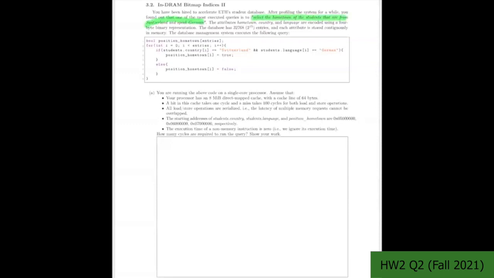You also figure out that the database has three attributes: hometown, country, and language, and they are encoded using a 4-byte binary representation. So the database size is 32K elements, and each attribute is stored contiguously in memory. The database executes the following query: it checks if the student is from Switzerland and if the language is German, and if it's true, it assigns true to the position in the hometown array, and if it's false, it assigns false to the position in the hometown array.